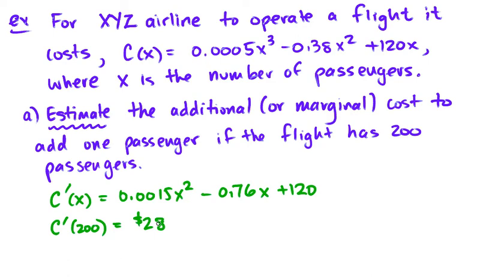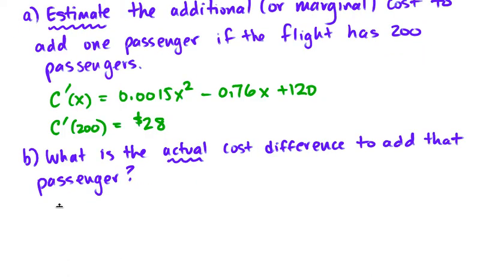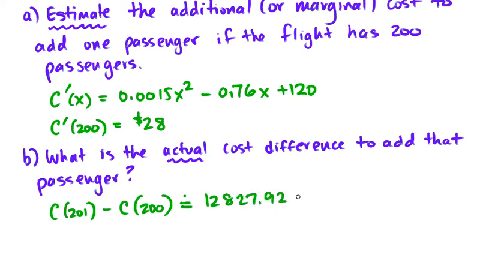Part B. What's the actual cost difference? Well, however much it costs us to put the 202nd person on the flight, minus however much it costs to put 200 people on the flight, and that turns out to be approximately, well, $28 approximately, but $27.92 exactly.